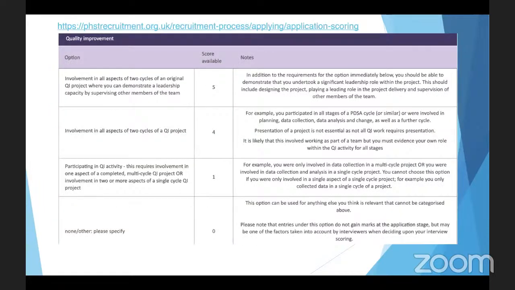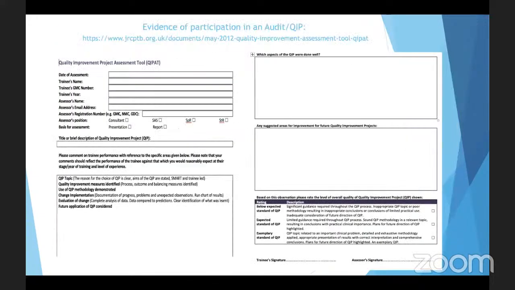Okay, so this is the resident recruitment criteria in the NHS in the UK, and as you can see the maximum marks available are 5 points. 5 points for involvement in all aspects, यानी कि पूरी PDSA cycle, synopsis, results, data collection, सब कुछ of an original QI project, and you also demonstrate leadership by supervising other members of the team. Now, how will you have evidence that you've been a leader? Through this, through your participation form, कि आपने किया क्या.